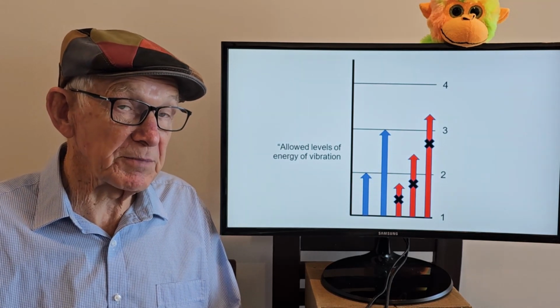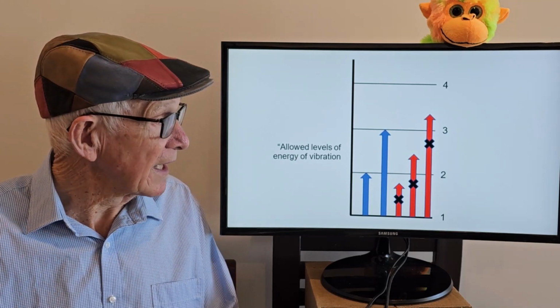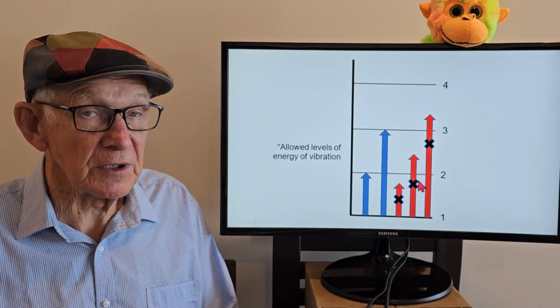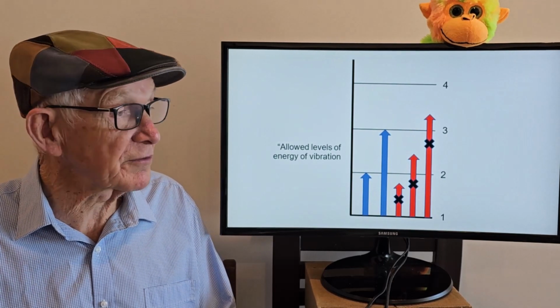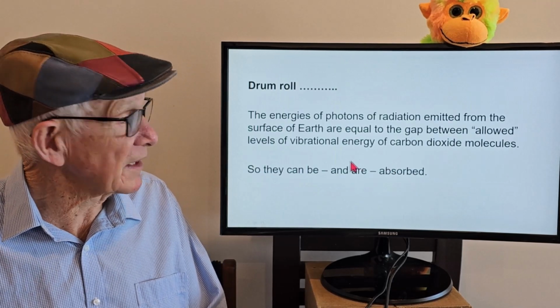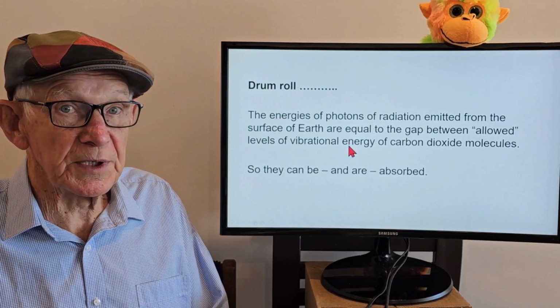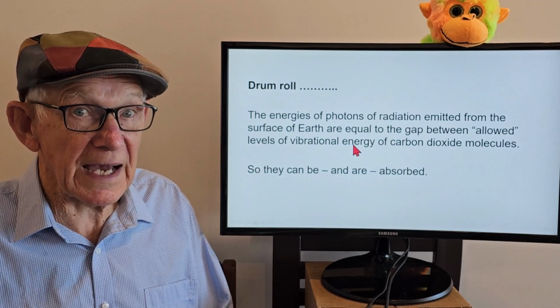You remember the second part of the story is that shortly after that they will de-excite again, and a photon will be irradiated in all sorts of random directions. But there is the answer. So they can be absorbed because it's an exact match, and indeed they are absorbed.